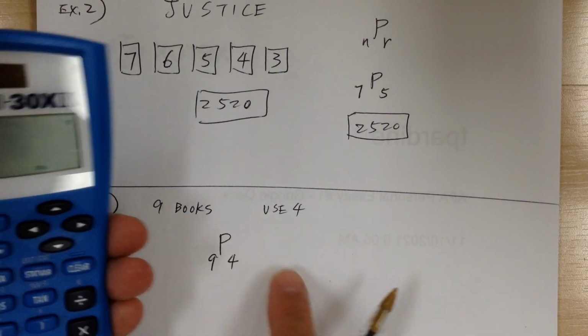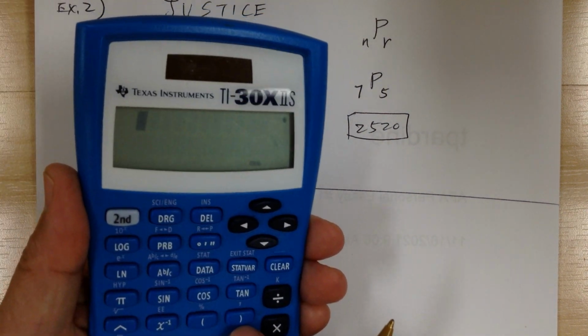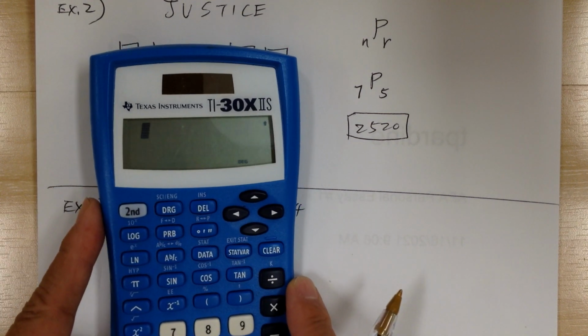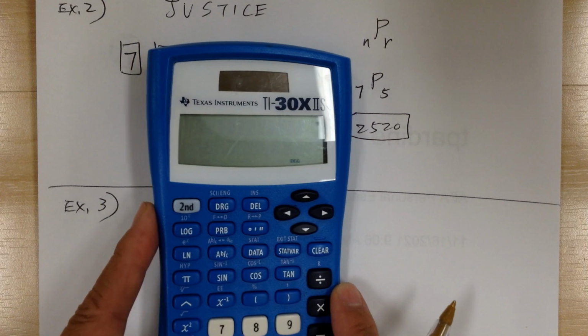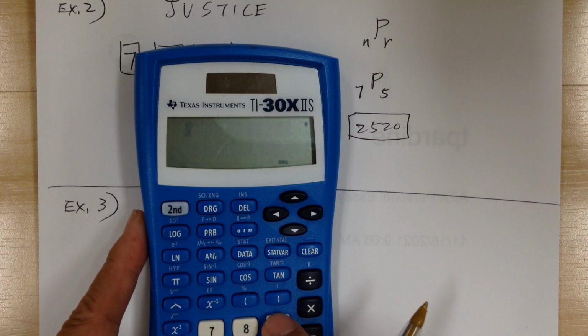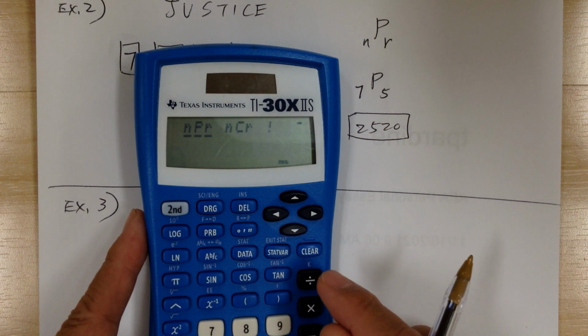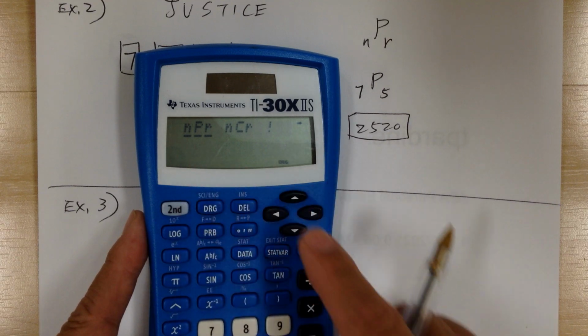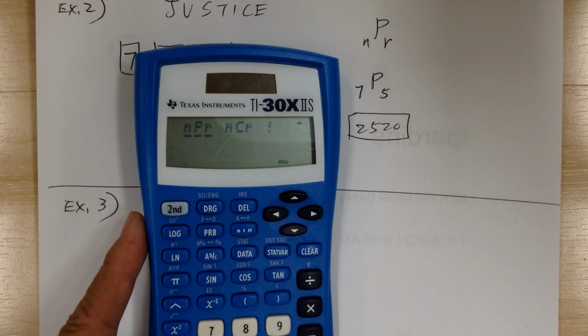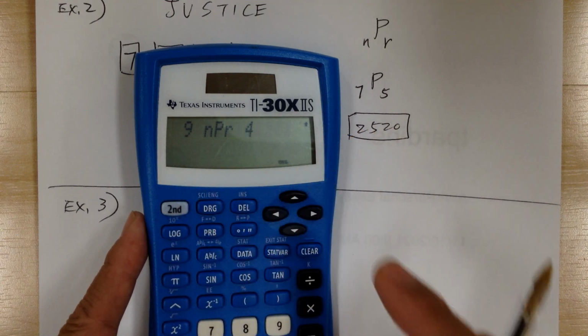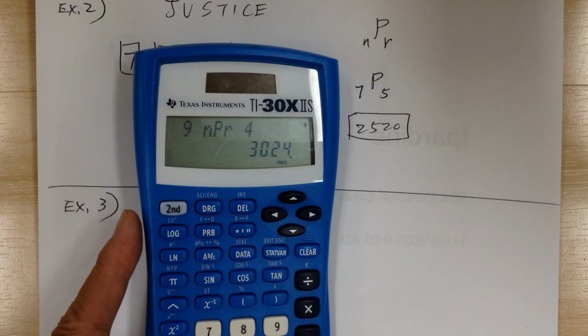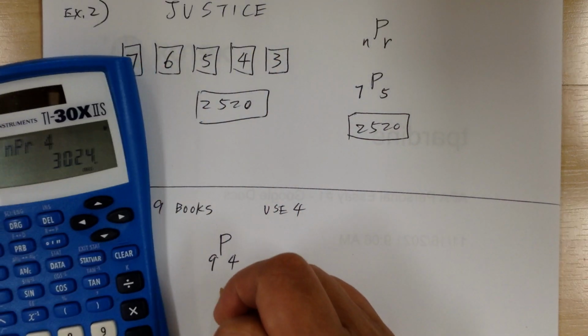Okay, so you're going to do 9P4, so you enter 9. You get the probability button, and there's an nPr function. So enter that, and enter 4. So there's 9 nPr 4, right? And push equal, and it gives you 3024.